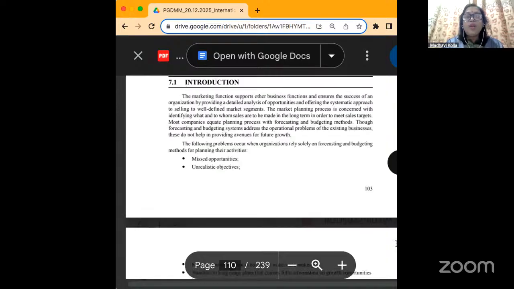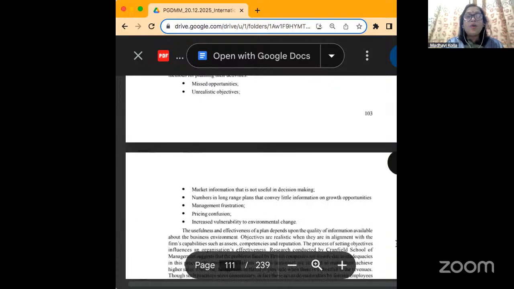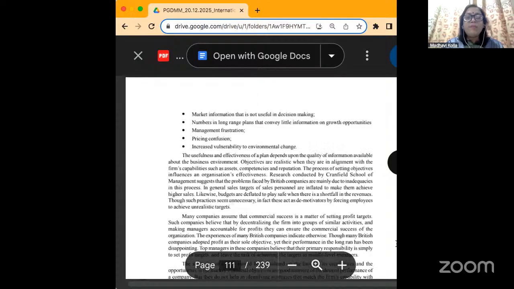So, the following problems occur when organizations rely solely on forecasting and budgeting. There can be missed opportunities, unrealistic objectives, market information that is not useful in decision making, numbers in long range plans that convey little information and growth opportunities, management frustration, pricing confusion, and also increased vulnerability to environmental changes.